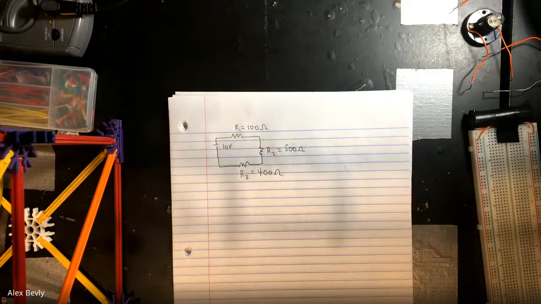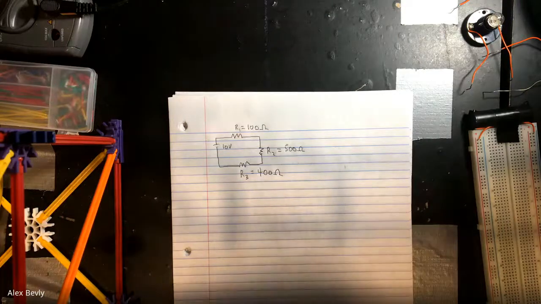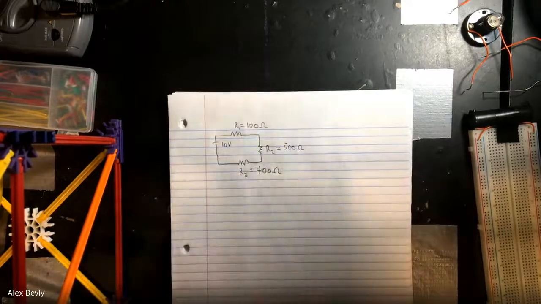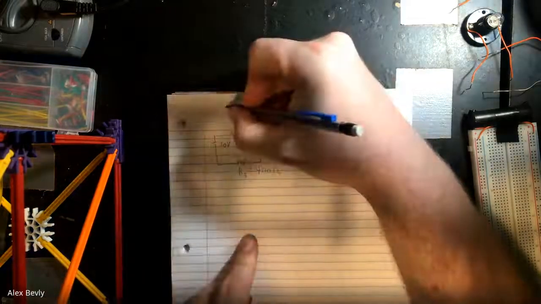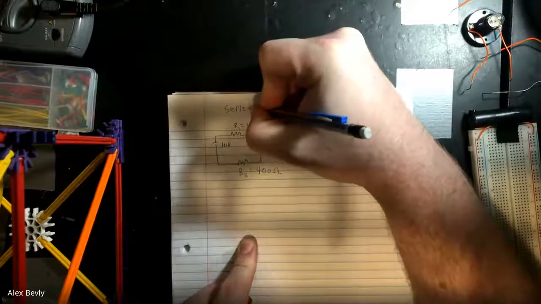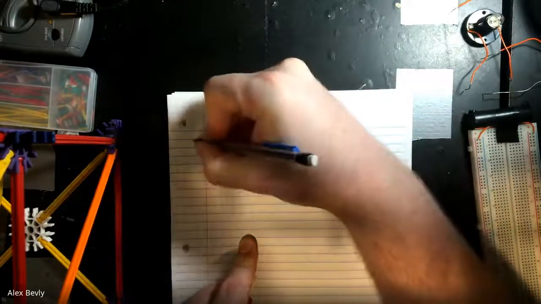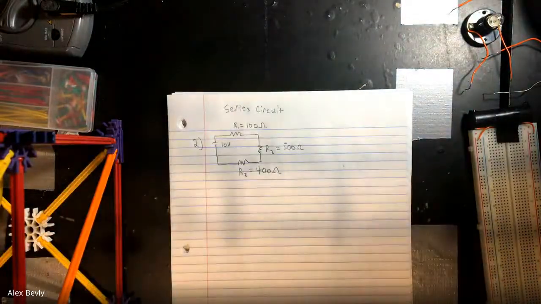All right, so we have the circuit with a lot of different devices in it, and this is the simplest way of connecting things together in series, where you just go through each individual object in a row. So this is a series circuit. Number 2.